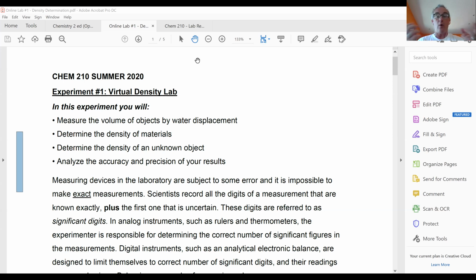And so we're always going to be making some sort of estimate when we're doing these sorts of experiments. One thing I wanted to point out that's going to happen all the time runs to our pre-lab question here. Why don't we just go right down to it?